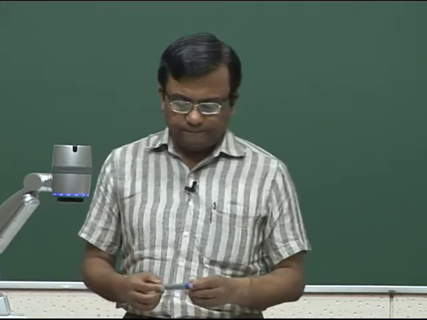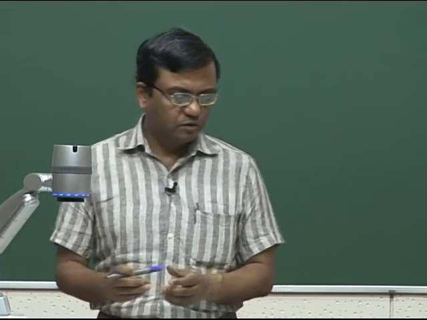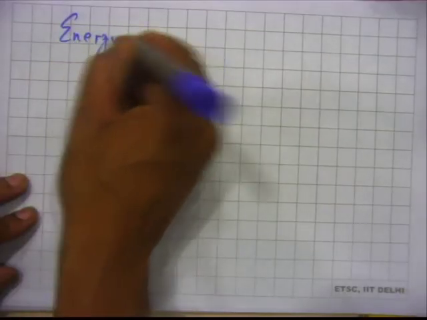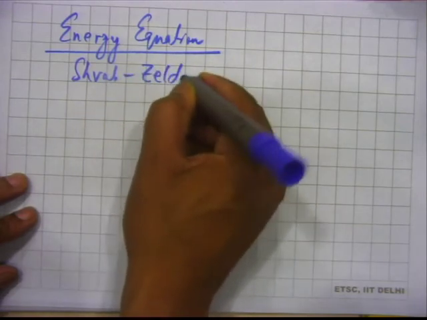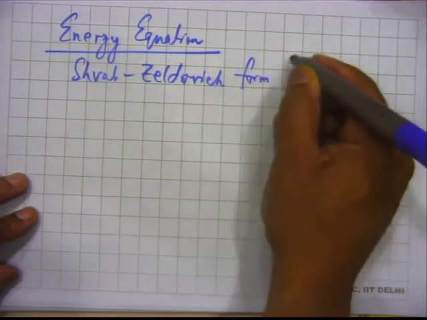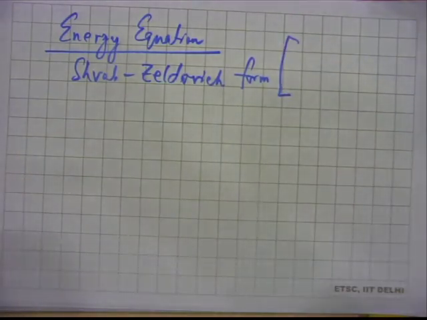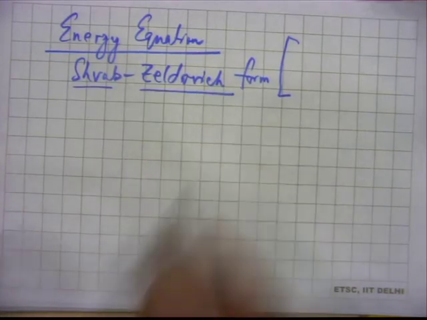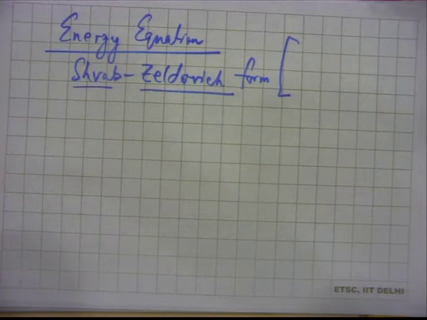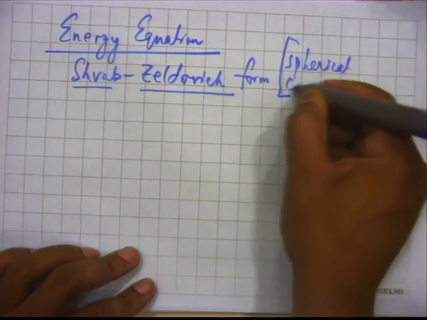Now, we will write the energy equation also. Energy equation in the Schwab-Zeldovich form. Now, this was done some time back when we were doing premixed flames. You remember Schwab-Zeldovich, at least the names, isn't it? We did this planar analysis of a premixed flame to get an expression for laminar burning velocity. That time we used the Schwab-Zeldovich formulation for the energy equation. Now, here of course, we cannot use the planar form, we will use a spherical coordinate form.